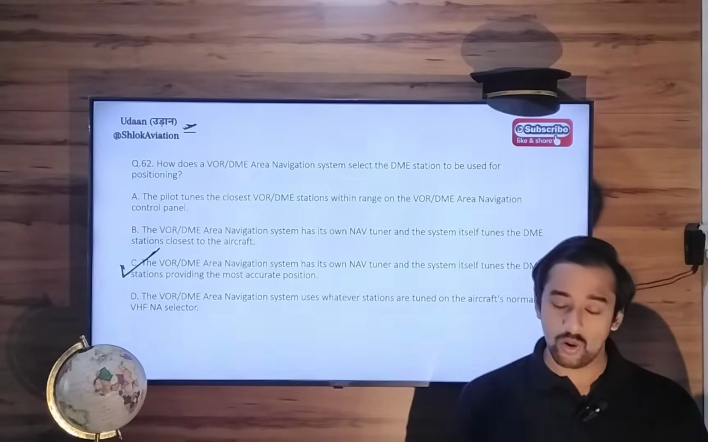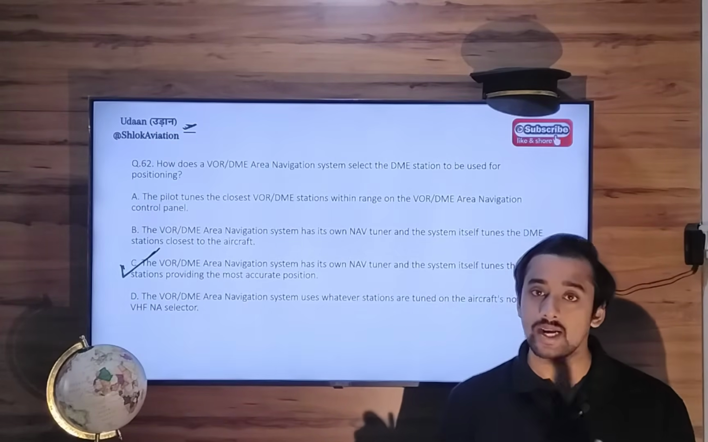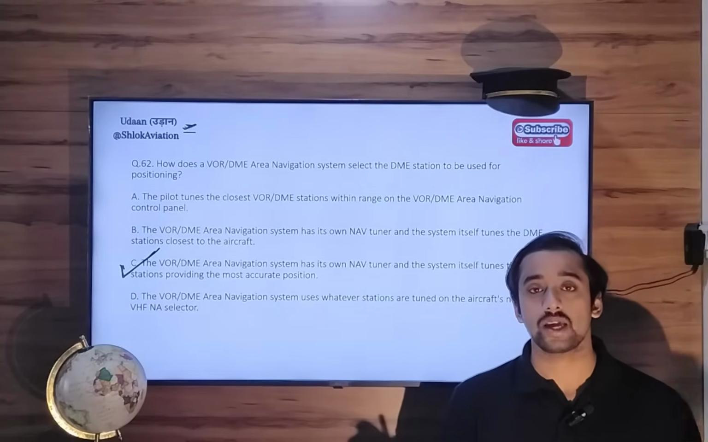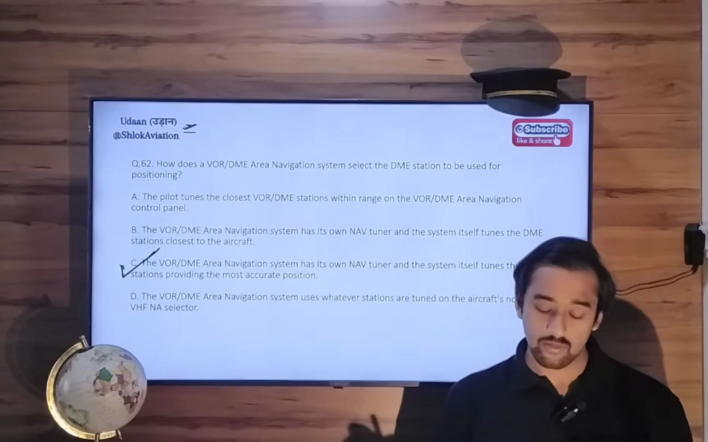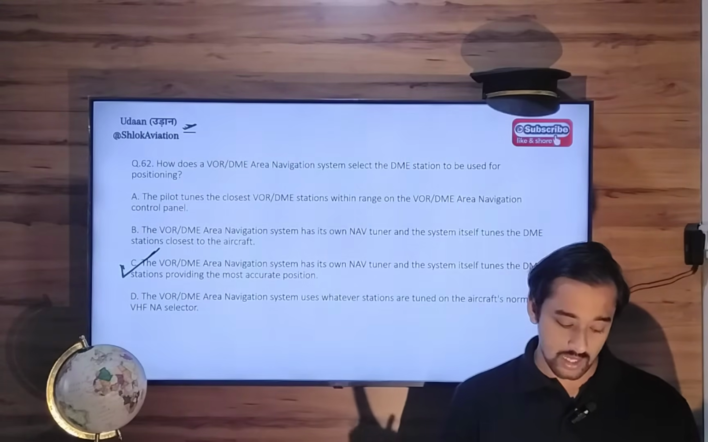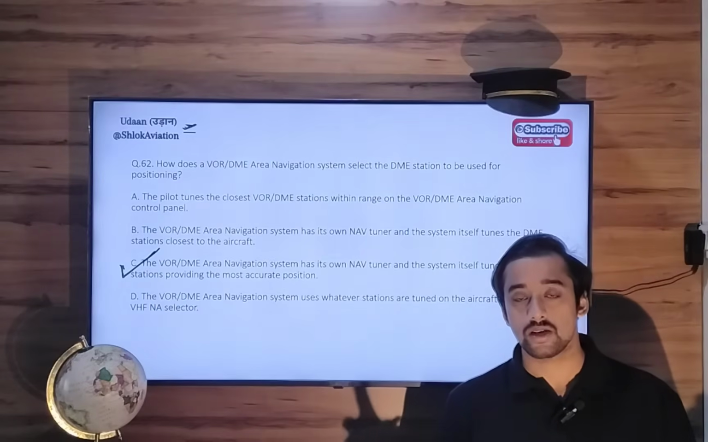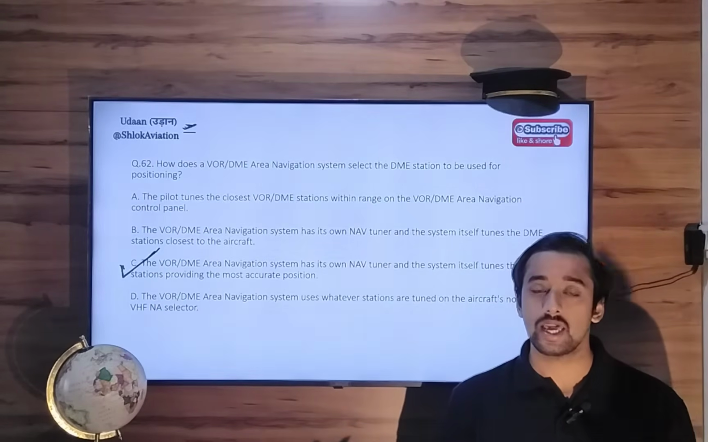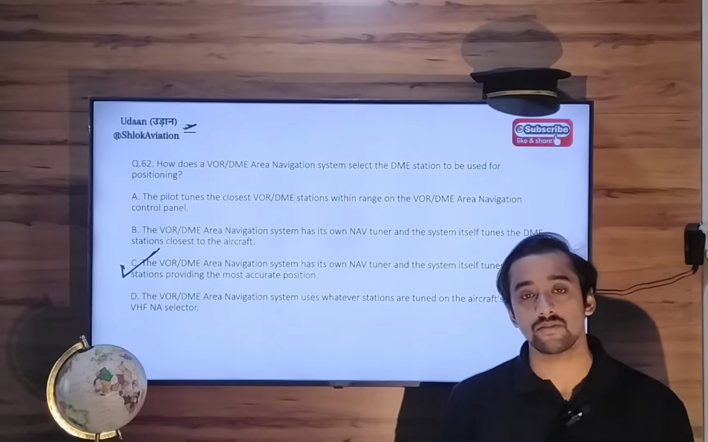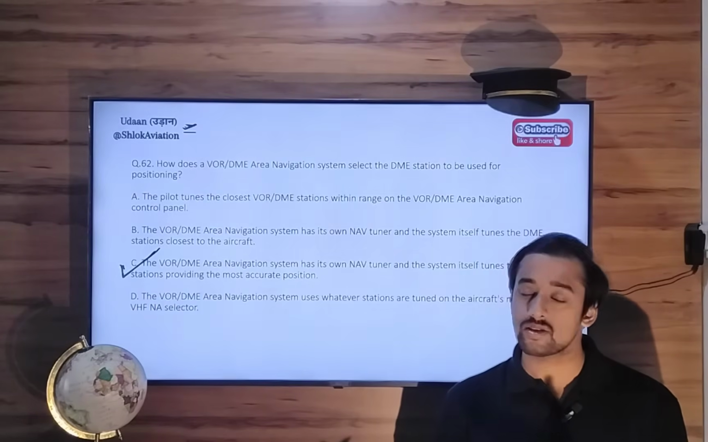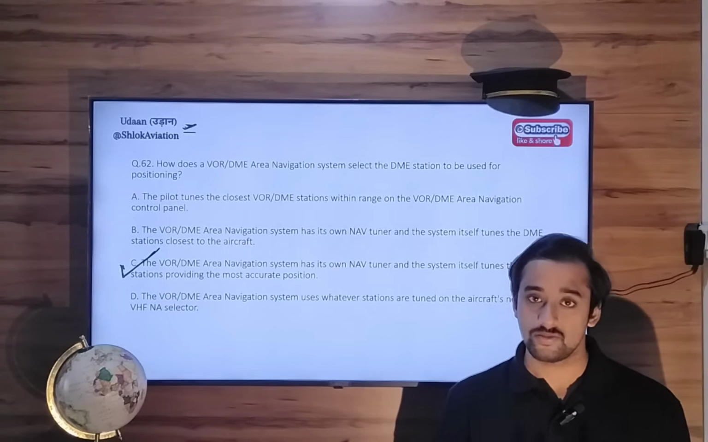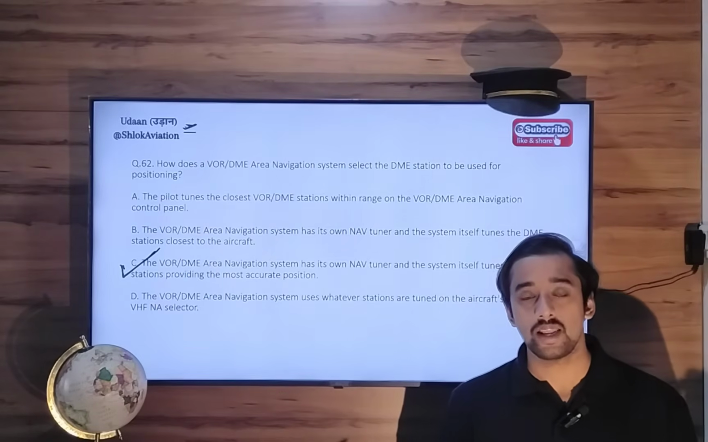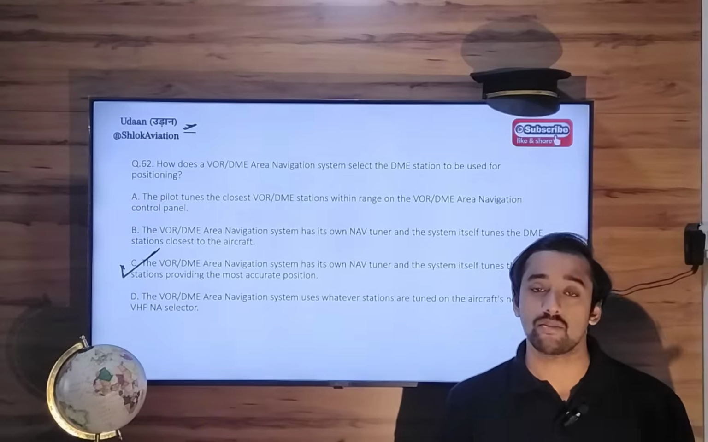Okay. So the VOR DME area navigation system will select that DME station which gives the most accurate position. So remember this question, and the answer for this is option number Charlie. Because any navigation system, the area navigation system, should give us the most accurate position or information, okay, for precision in flying, for approaches, etc. So that's why we need a station which is the best among all.